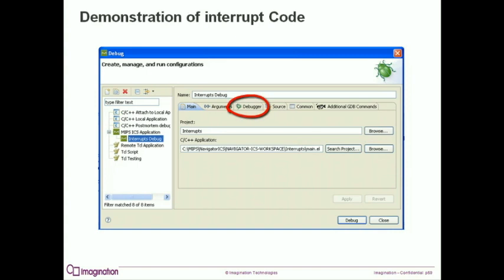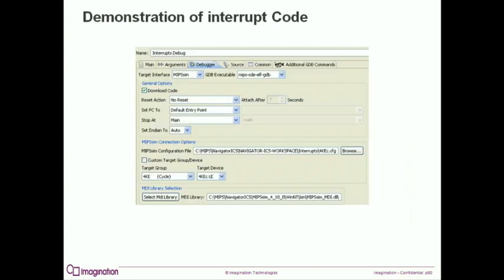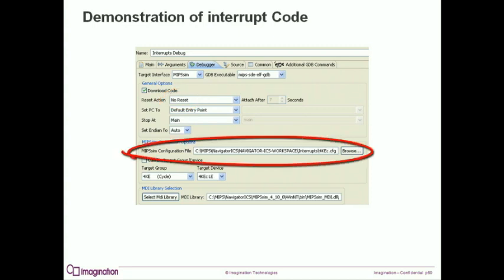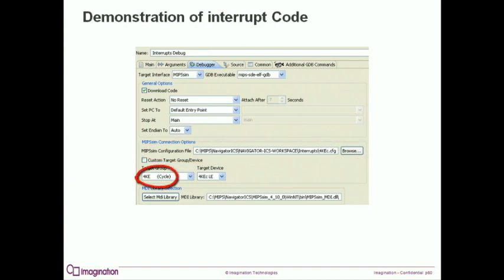Next, select the Debugger tab. In the Debug Configuration screen, select MIPSIM for the target interface. For the reset action, select No Reset. For the MIPSIM configuration file, browse to the Interrupt Project Working Directory and select the 4kec.cfg configuration file. For the target group, select 4ke cycle and make sure the target device is set to the 4ke LE for this example because it was built for Little Endian. Then select Debug.